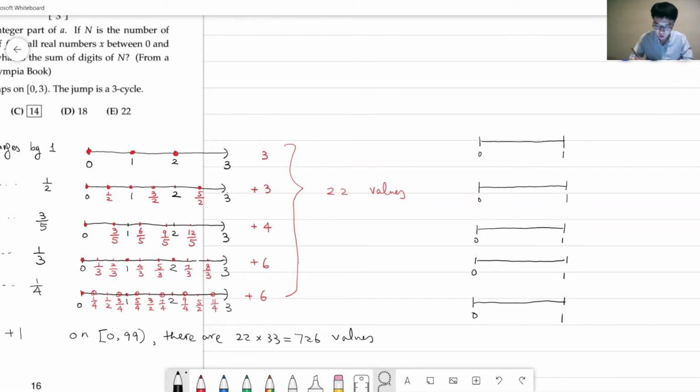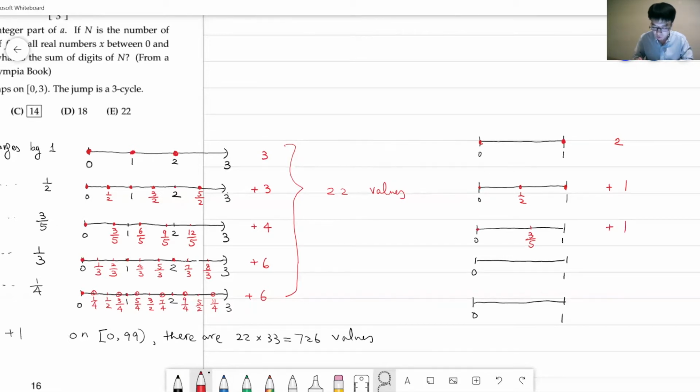Okay, first we count integer parts. For integer numbers, we have 2. Here we have 2 integer parts, 0 and 1, because we need to consider both endpoints. So we have 2 numbers, and then we consider 1/2. Here we have only 1 point that's new, so it's plus 1, and then we consider 3/5. Okay, so we have 3/5 here. That's new, 0 is just old, so plus 1.